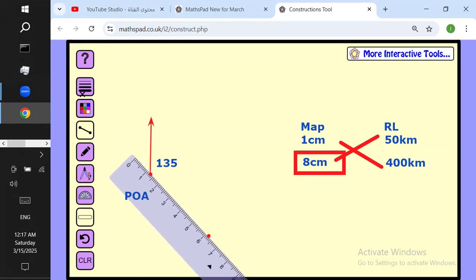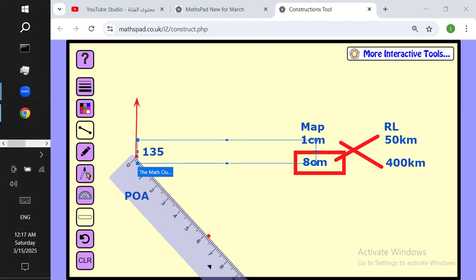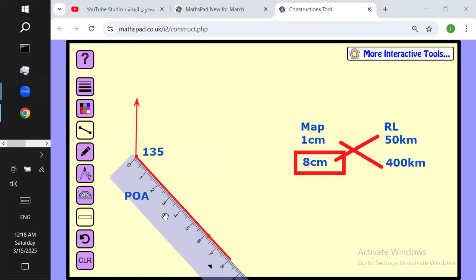I can take these here, and the point over here. So basically, this is the angle, 135. Now this is the ruler. I'm going to draw an 8 centimeter line that goes through these 2 points. So it's going to be over here. So from here till 8 centimeters, which is over here. And this is how you answer a question like this.